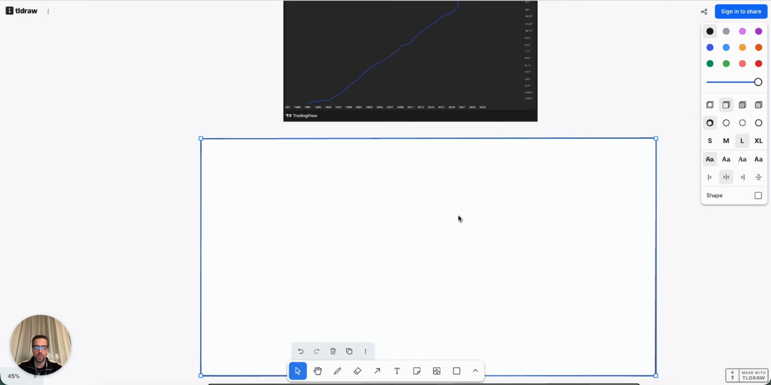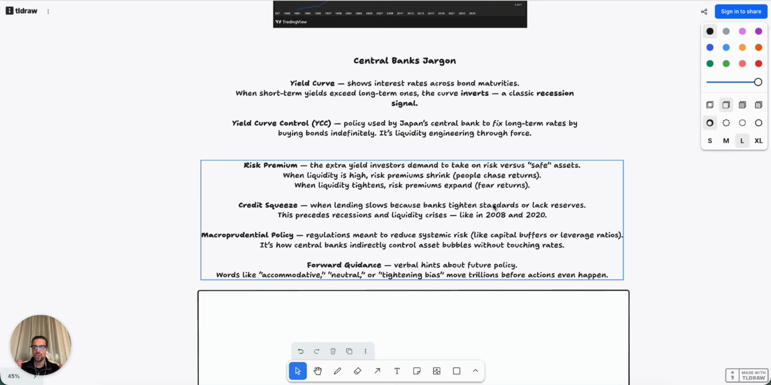Okay, moving forward, central bank jargon, so to speak. So what each of these words means. Yield curve. You probably saw that before when reading some sort of financial statements. Yield curve is simply, it shows interest rates across bond maturities. So when the short-term yields exceed long-term ones, okay, the curve inverts. And this is a classical recession signal.